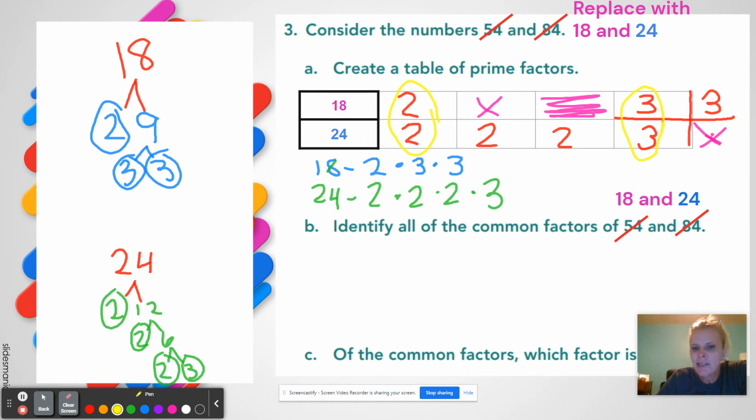So if you look at letter B, it says identify all the common factors of 18 and 24. Well, our common factors, and remember, common means the same. Okay, and a factor is just another name for like a number, common numbers. All right, or factors that go into the number. All right, remember factors fit into it. So we got common equals 2 and 3.